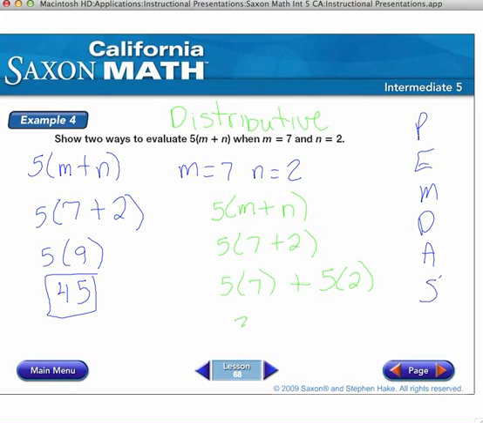5 times 7 is 35, plus 5 times 2 is 10. Add them together and you have 45. Okay, these answers should match.